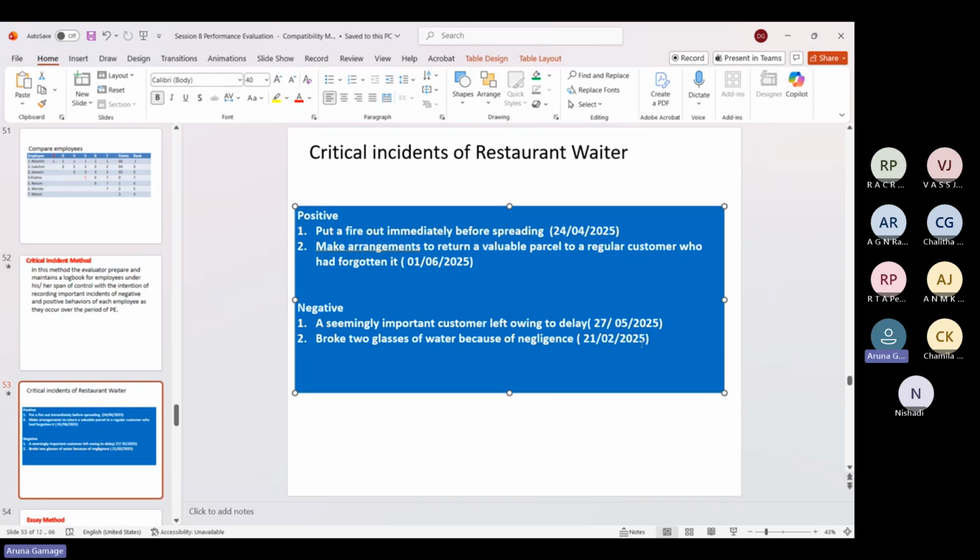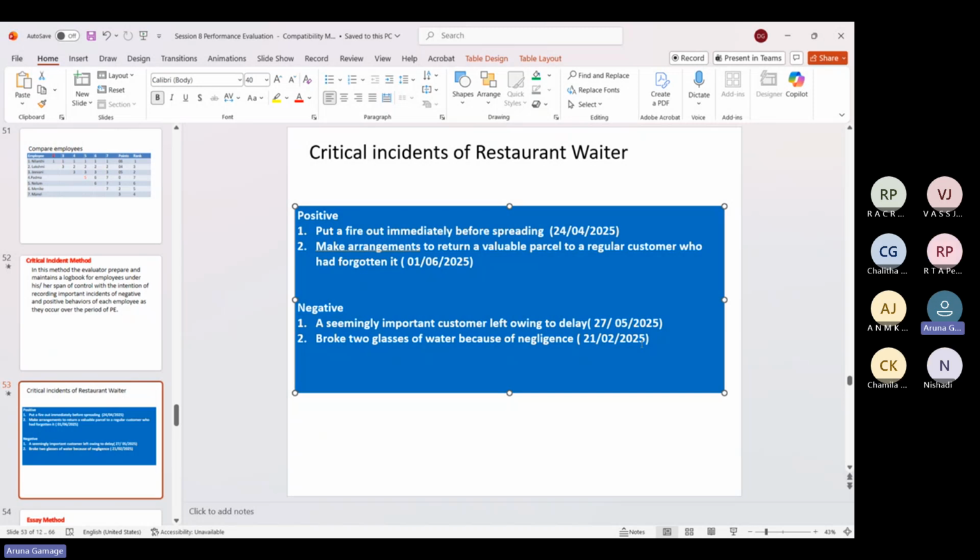So this has to be recorded under the negative side. Likewise, during the period of evaluation, the manager or superior who is going to evaluate is supposed to record all the critical incidents, not all the incidents, but critical incidents. Critical means very important incidents that make an impact on the performance of the organization too.